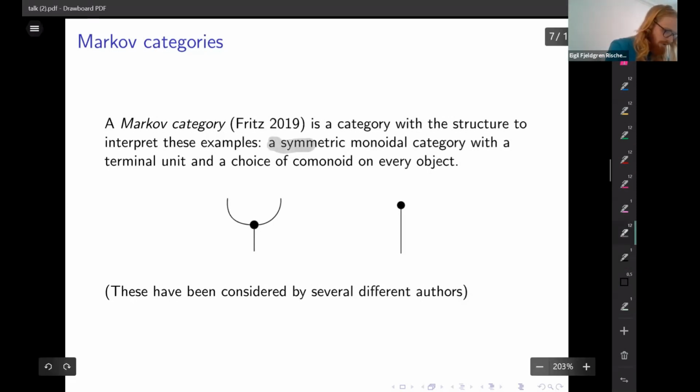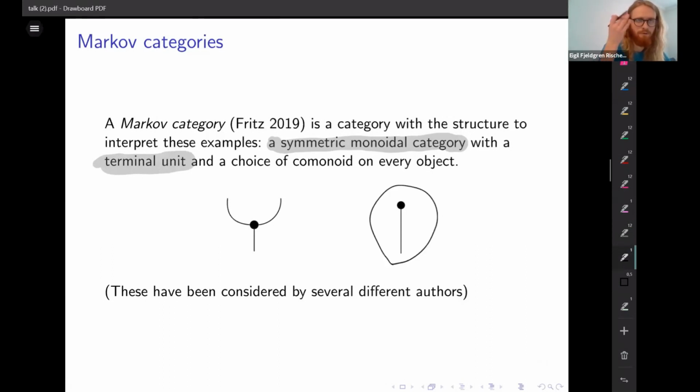You need that to make sense of these string diagrams. In theory you could consider an example that was not symmetric. I don't know what breaks down in that case, but reasonable examples are symmetric monoidal. I'll give some examples in a minute. And then it needs to have a terminal unit. So that's this delete map that I talked about. If you have some data, you can just throw it away, and there's a unique way to throw data away. There aren't any effects.